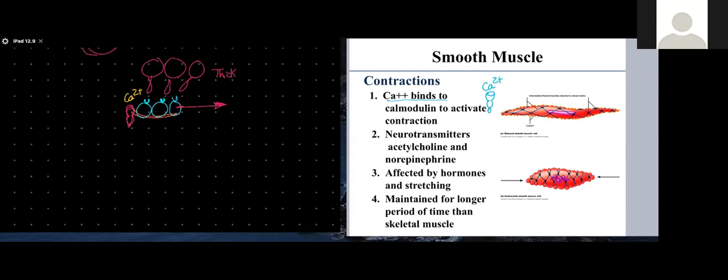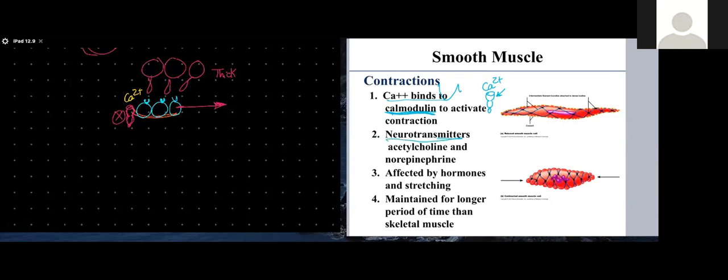So in the smooth muscles, we don't have the troponin, but we do have an essential role for the calcium in terms of muscle contraction. But calcium here doesn't bind to the troponin, it binds to another regulatory protein. This is called calmodulin. What is calmodulin? Calmodulin is the regulatory protein subunit that corresponds to the troponin in the skeletal muscles.